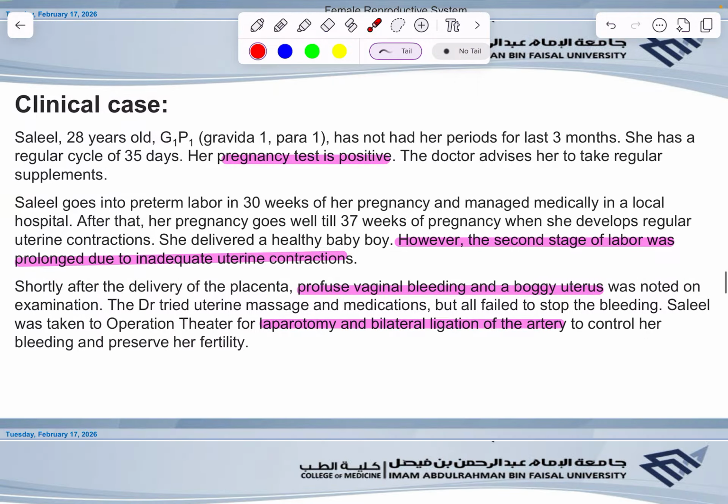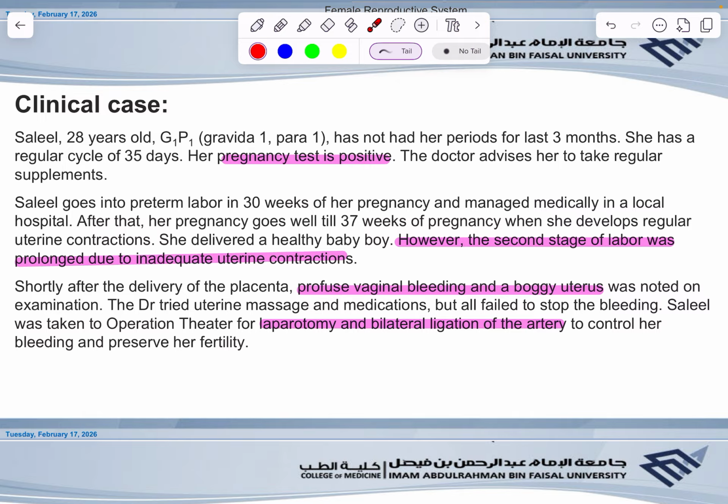طيب نجي للكيس وهذا مهم لأنه حيكون مراجعة لكل الكلام اللي أخذناه قبل. Basically عندنا صليل she is 28, gravida 1 para 1, meaning she had one pregnancy and she has one child. الزبدة she got pregnant or she went into labor or she delivered a healthy baby boy. طيب during the second stage of labor طولت because she didn't have enough uterine contractions.